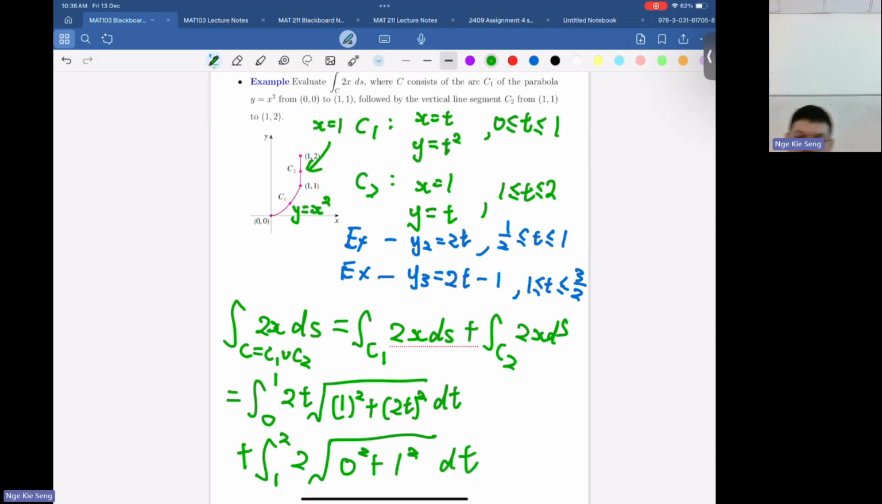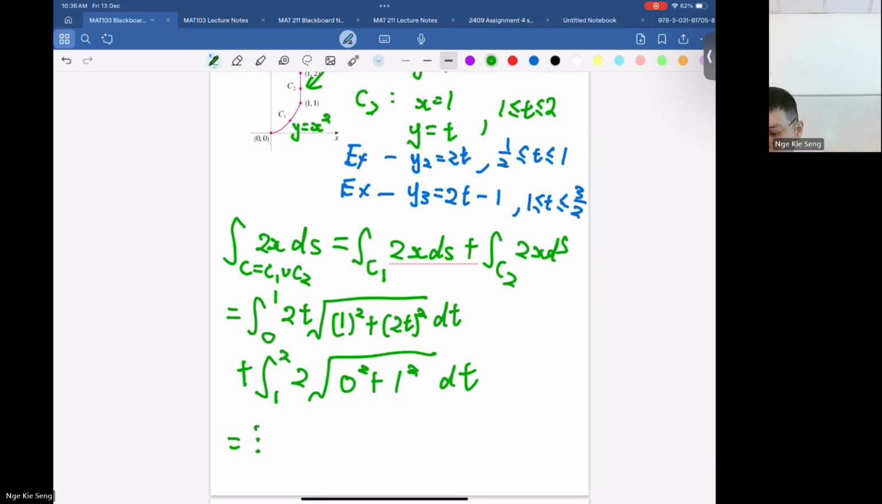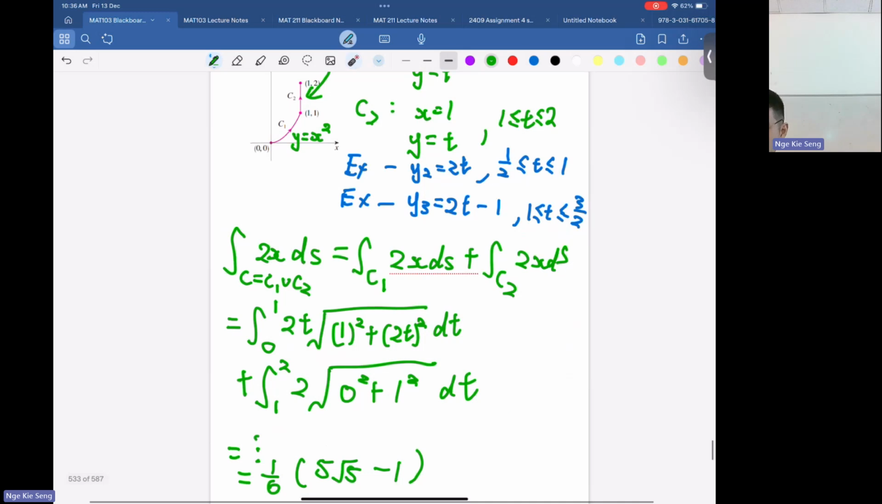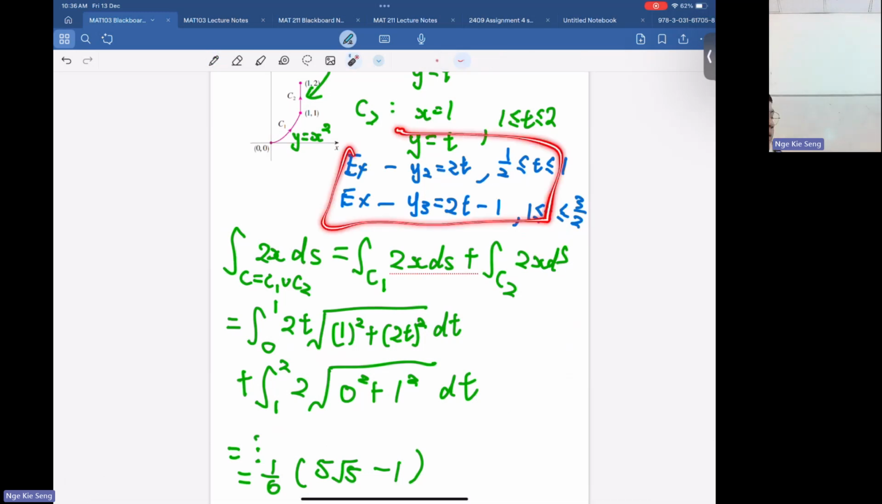And so the second part is pretty easy. Everything is constant. So in the end, compute it using integration by substitution, and then you get some kind of complicated number here. Okay, so this number is not very enlightening, but to make it more interesting, go back and try to compute with these two parameterizations. Then you should get the same. Okay.